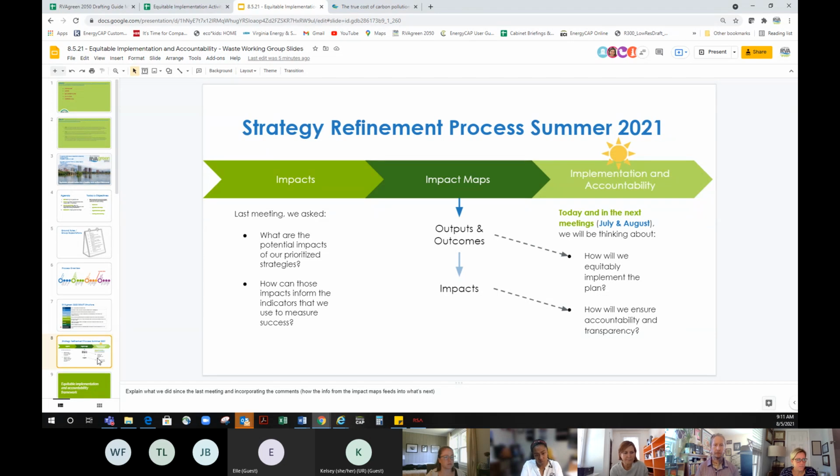This is just, again, for those of you who missed the last meeting, taking the impact mapping and moving it into implementation. That impact mapping exercise had us looking at the outputs and outcomes and impacts of each of our prioritized strategies. Using those outputs and outcomes to equitably develop the next steps, and then the impacts are going to help us ensure accountability and transparency. So it's just this very iterative process.